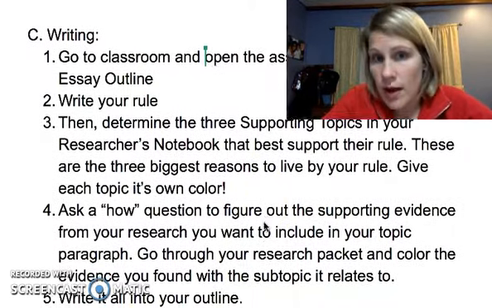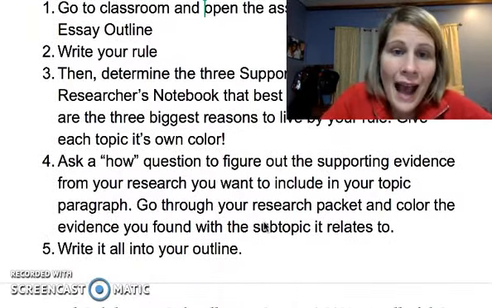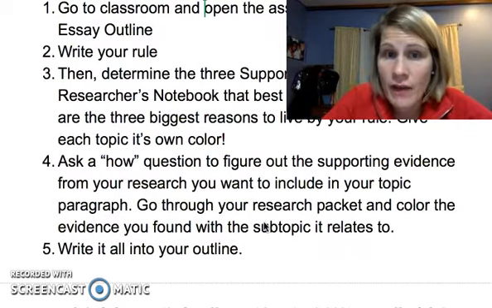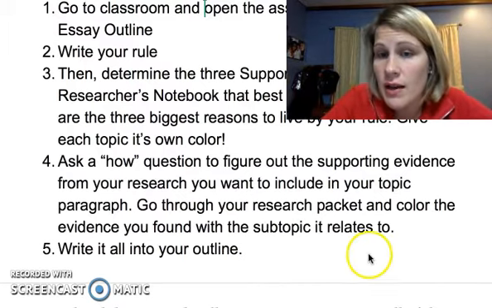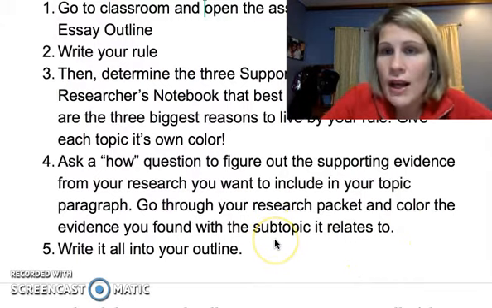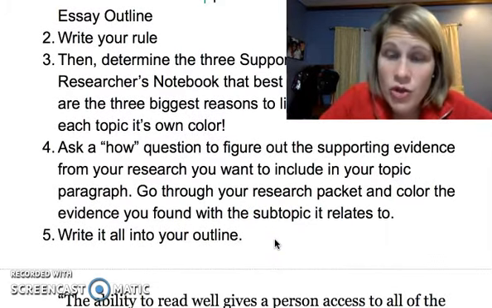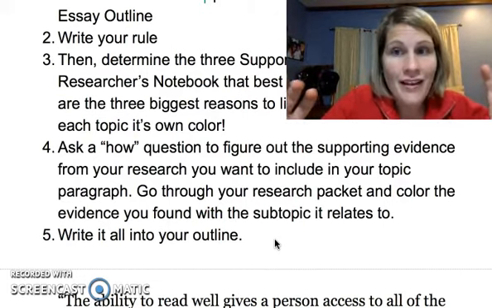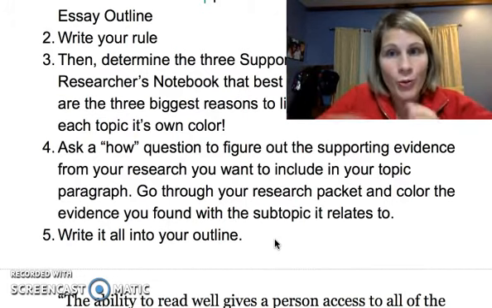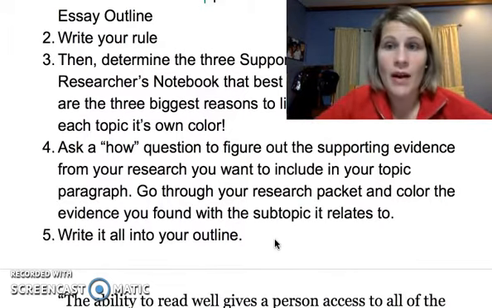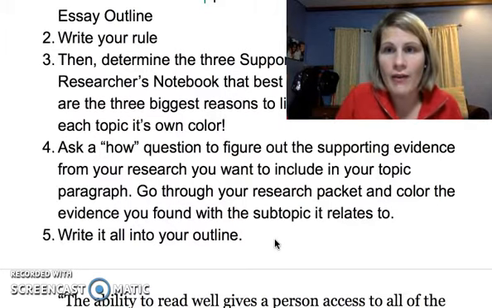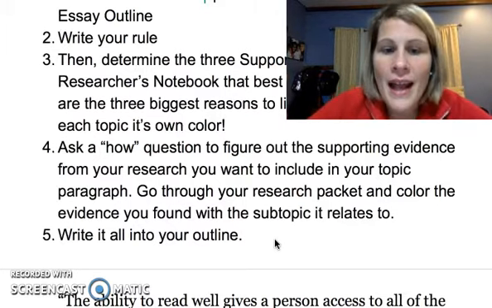Give each topic its own color. Then you're going to ask a how question to figure out the supporting evidence from your research you want to include. So you'll go through your research packet and color the evidence you found with the subtopic it relates to, and then you'll write it all into your outline. That is what you should be working on. So I should see you with that outline document open, with your research packet there, with 3 different colored pencils, so that way I know that you're looking for what evidence supports your topics. Go ahead and get to work.